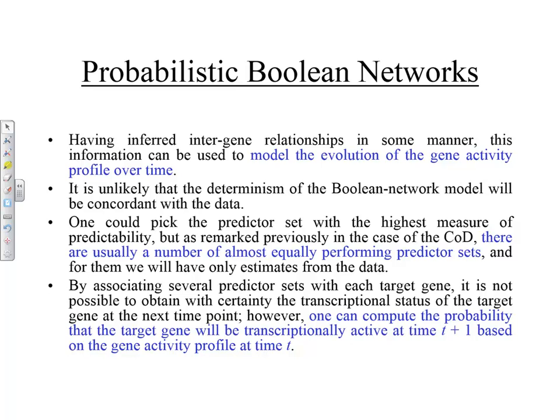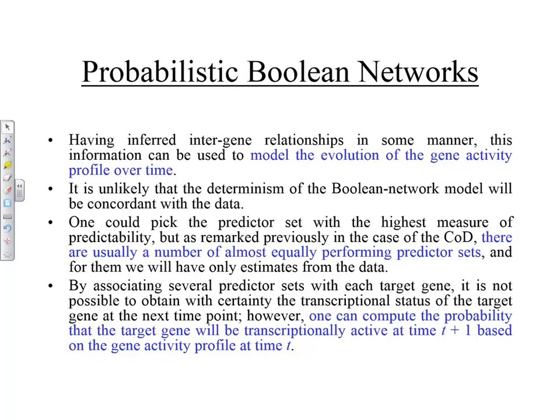It's up to you to define the biological time step. Is it 1 second, 1 day, 10 days, 1 year? You don't know. What is the biological clock? But anyway, assuming that you can agree on the biological clock, if you use just one predictor set for each gene, using the COD, then you will get a Boolean network.